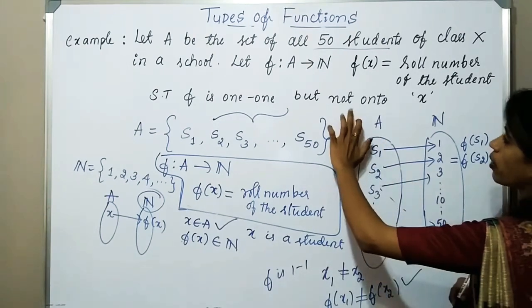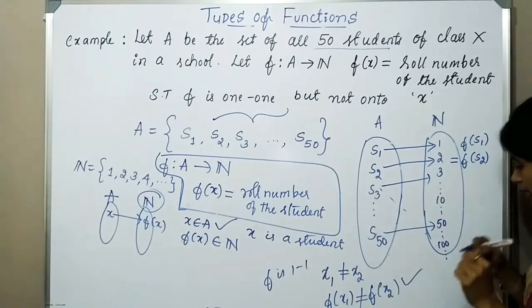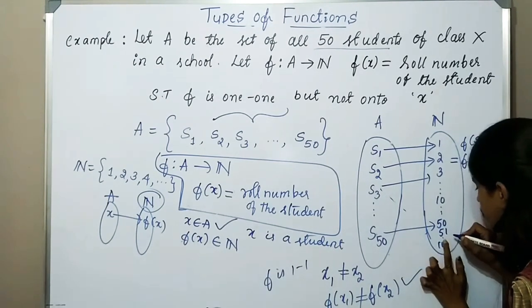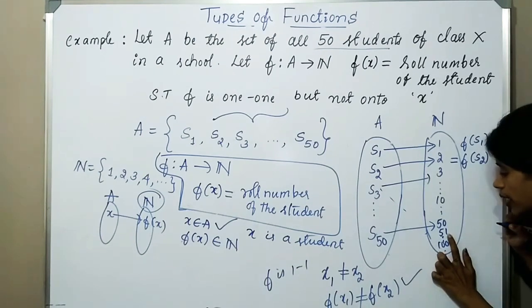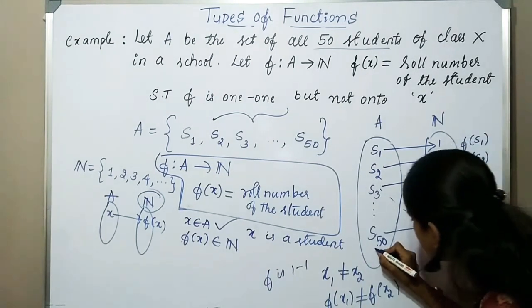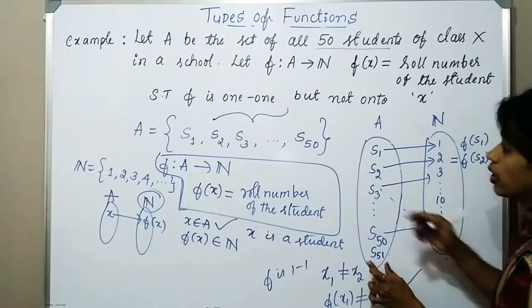What about onto? Why is it not onto? The reason is, if I take 51, does 51 have a pre-image? To have a pre-image here, there must be a 51st student, but what is the set?